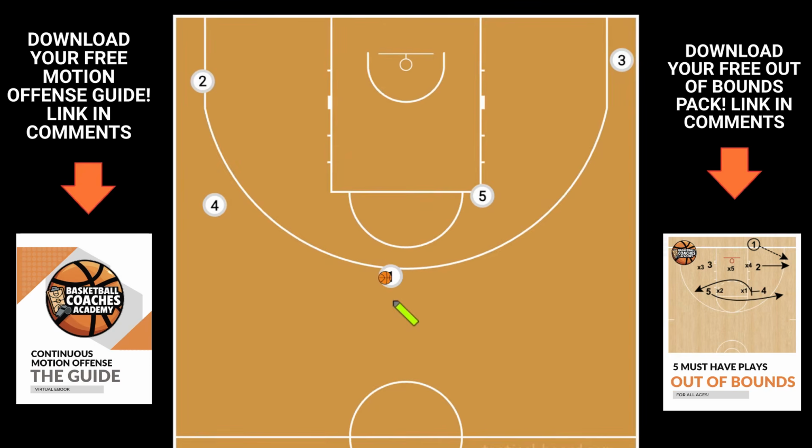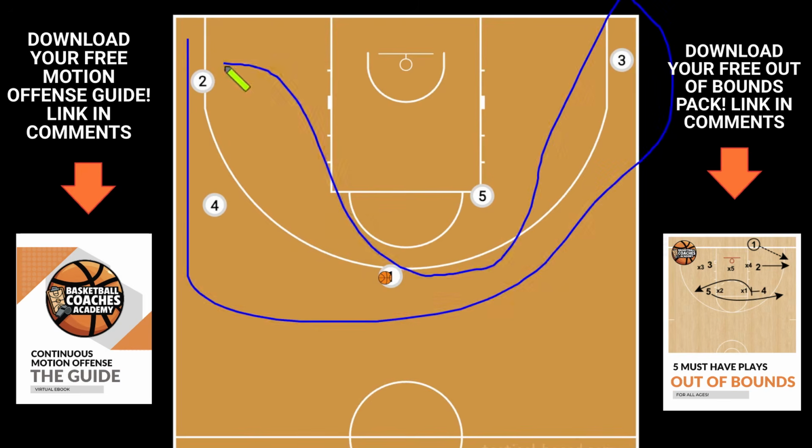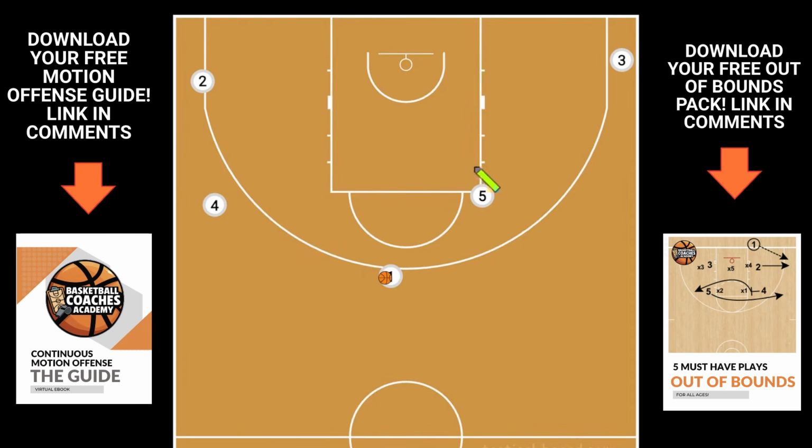Okay. So if we look at it initially, it kind of looks like they're set up in a bit of a 4-out, 1 in. But that's not actually the case. They start with their post player, if they have one, on the elbow, before they come outside the 3-point line.